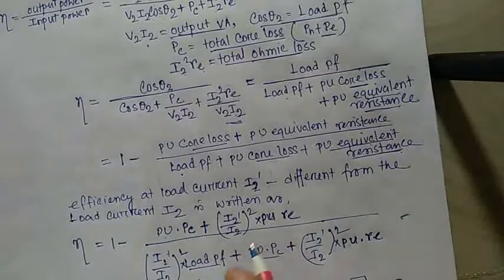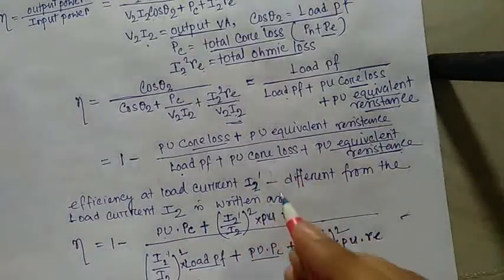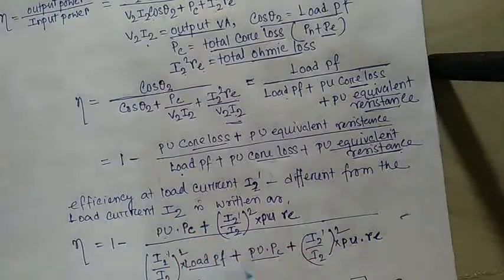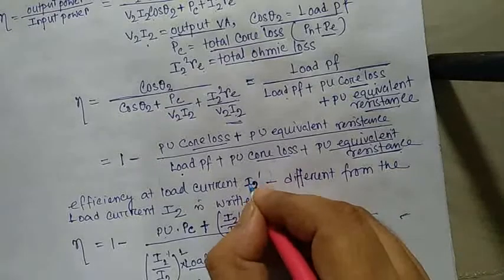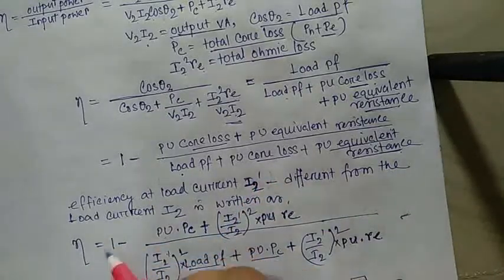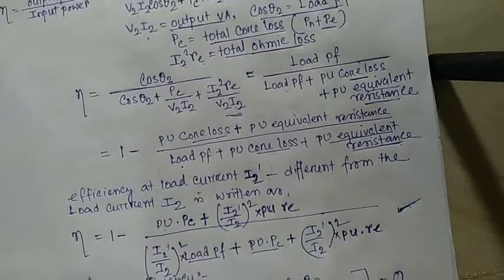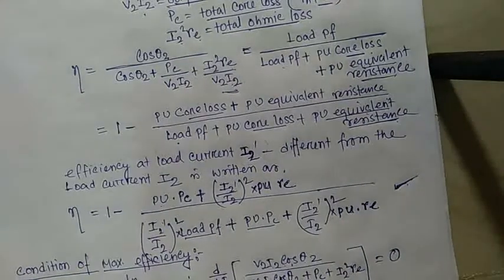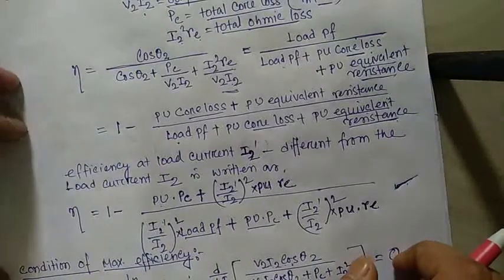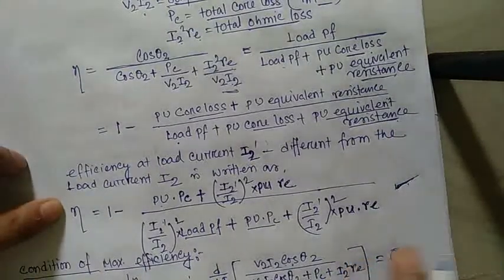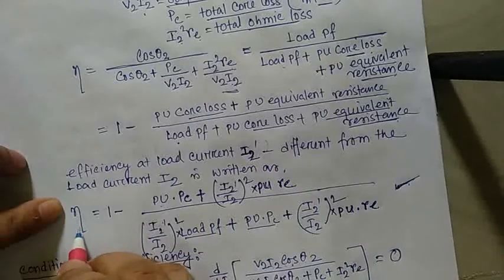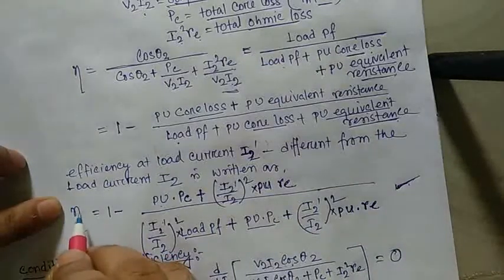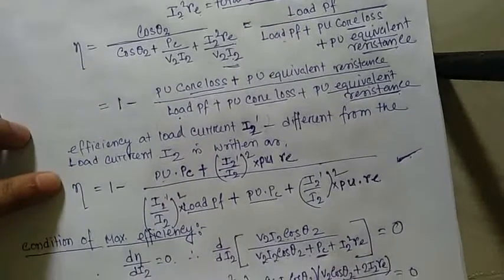When we take another different current instead of I2, suppose I2 dash, that time the efficiency equation is this one. Now what is the condition of maximum efficiency? We know that maximum efficiency occurs when we differentiate η with respect to I2, so that should be equal to 0.